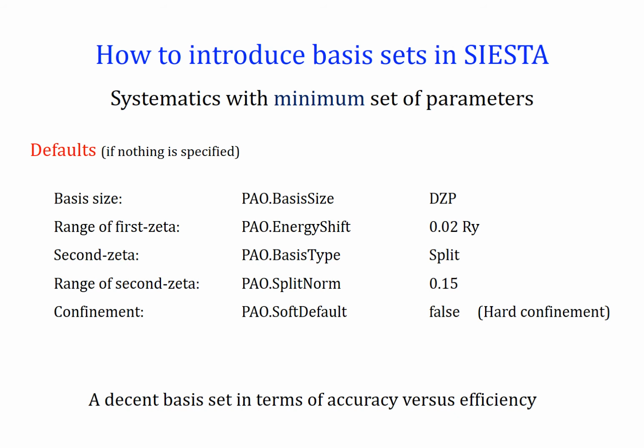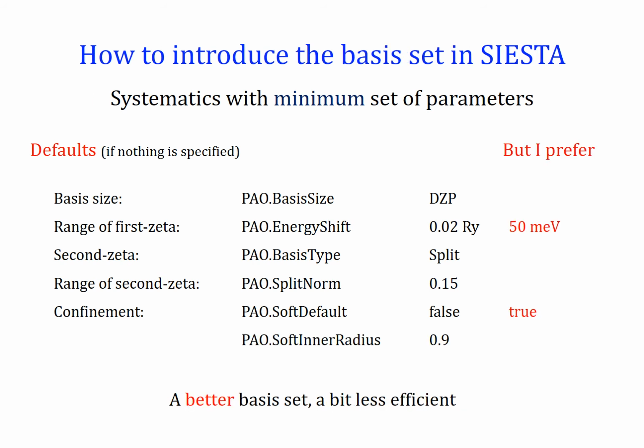That gives you a pretty decent basis for many purposes in terms of accuracy versus efficiency, but it is up to you to see whether that's good enough for you or even too much for you. In my case, I normally prefer as starting point and default this kind of defaults, but I would go to a smaller energy shift. That means wider orbitals, and I would like to start with soft confinement by stating it true, which puts it by default at 90% of the original cutoff radius.